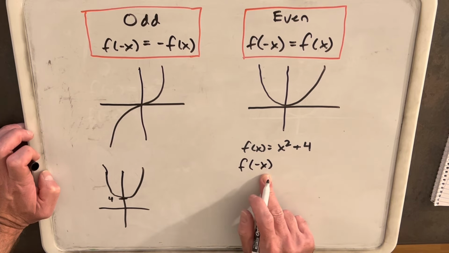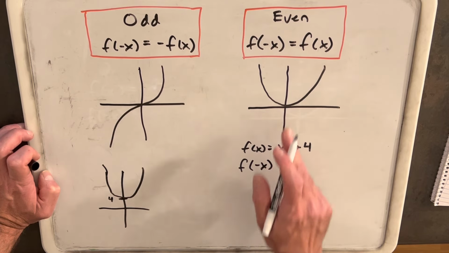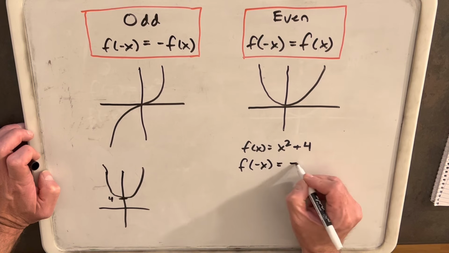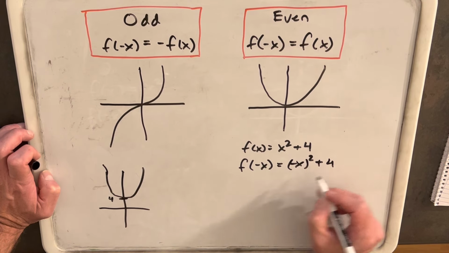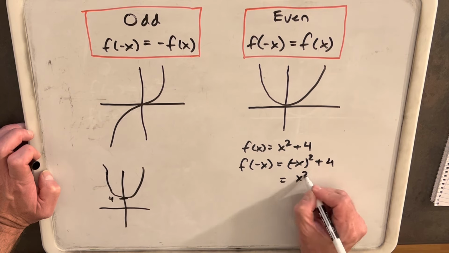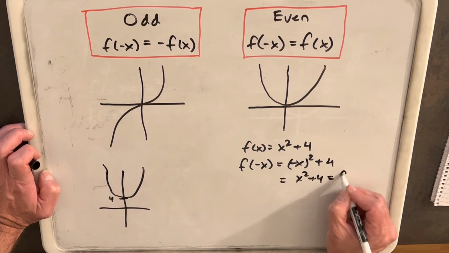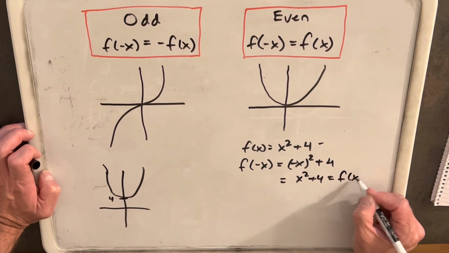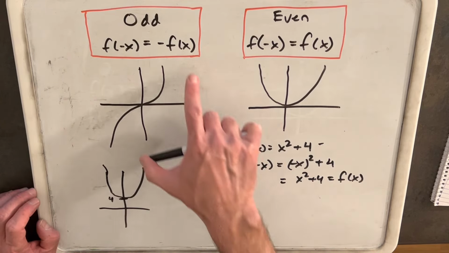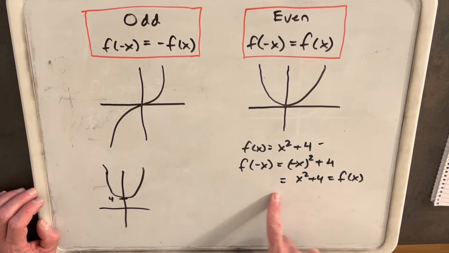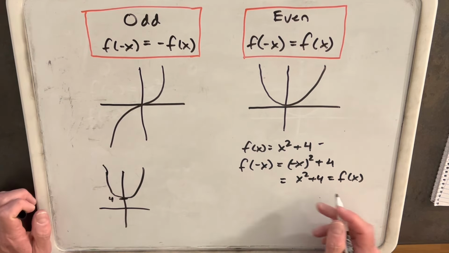If we plug in minus x here, we'll try to use this even property. Minus x squared plus 4. Squaring this is just x squared plus 4, and that's the same thing as this function f of x. So this is even. You also notice that it's not the same as the odd definition, because if it was odd, we'd have to get back minus f of x.